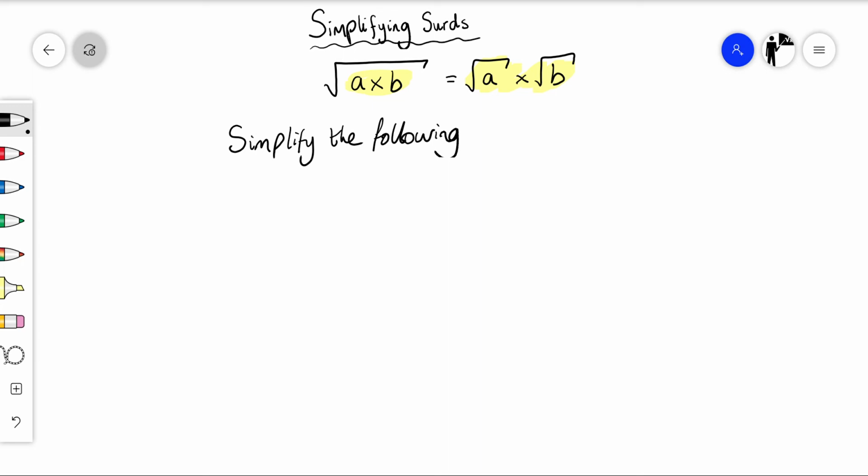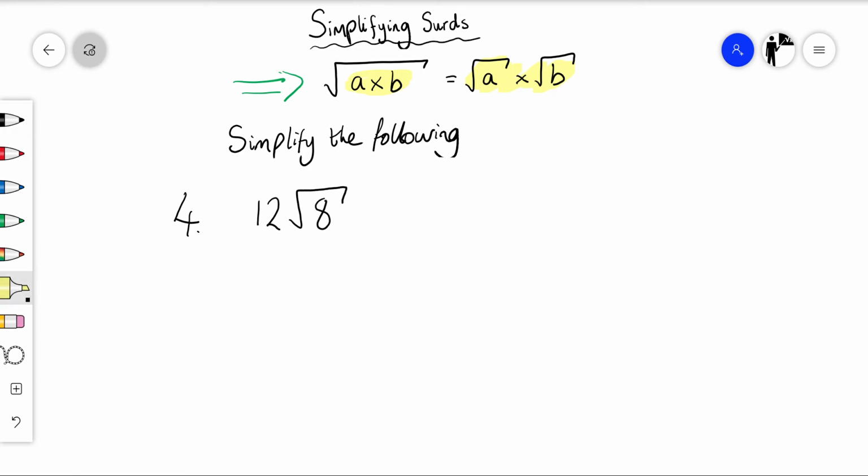Okay, we're going to have a look at examples 4 and 5 for simplifying surds. In examples 1, 2 and 3 we used this rule here that when we have terms multiplying within the square root we can split them up individually. Okay, so example 4, we are going to simplify 12 root 8.